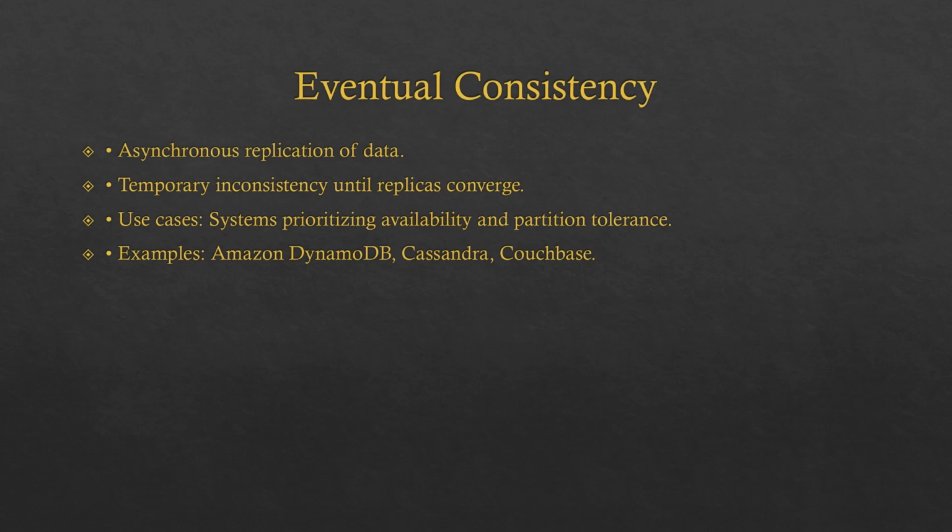Eventual consistency is a model where data replicas across a system will eventually synchronize, but for a period of time there may be inconsistencies. This model favors availability and partition tolerance, allowing systems to continue functioning even if some replicas are out of sync. Examples of systems using eventual consistency include Amazon DynamoDB and Cassandra.